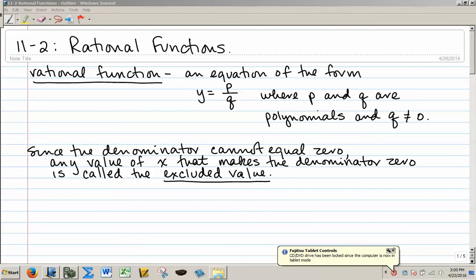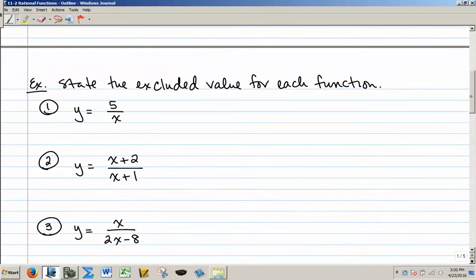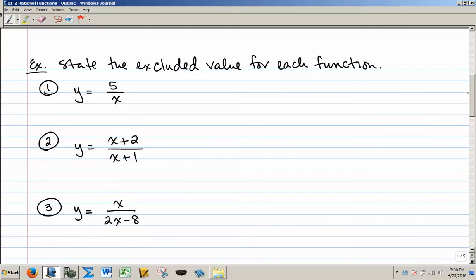And since the denominator cannot equal 0, any value of x that makes the denominator 0 is called the excluded value. That's the excluded value of x that's going to make the bottom of your fraction equal to 0. So these first examples are having us find the excluded value for each function. The first one is y equals 5 over x. Since the denominator can't be equal to 0 and the denominator is x, x cannot equal 0. So 0 would be your excluded value for that function.